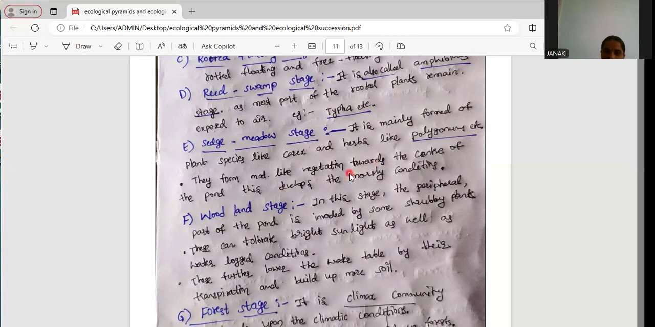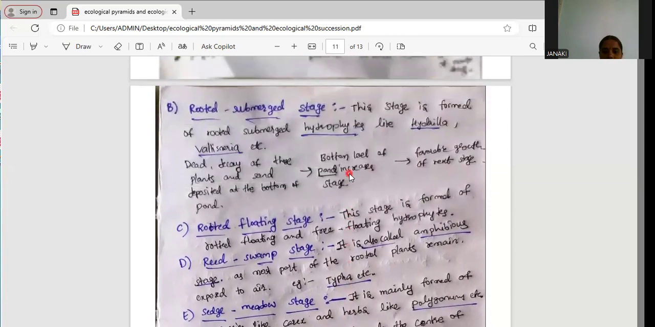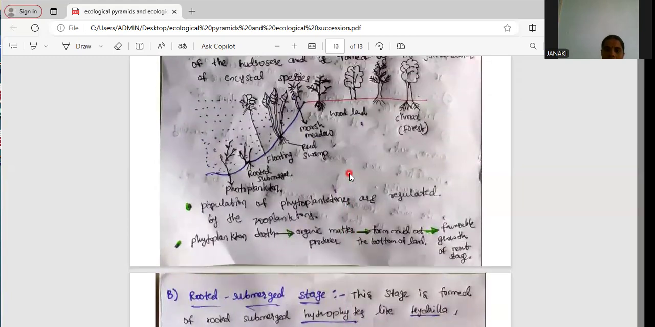See this sedge meadow stage, mainly formed of plant species. Sedge meadow stage, this one, marsh meadow stage.